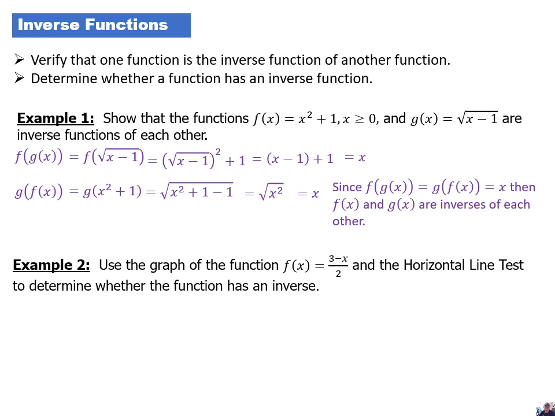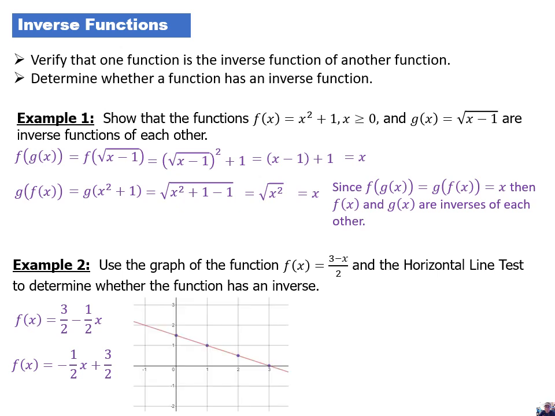Example 2, use the graph of the function f of x equals (3 minus x) over 2 and the horizontal line test to determine whether the function has an inverse. I'm going to rewrite the function a little bit here into more slope-intercept form. So divide both pieces by 2, so 3 halves minus 1 half x. Rewrite it in slope-intercept form, negative 1 half x plus 3 halves. I've got the y-intercept, which is 3 halves, and I go down 1 unit and right 2 units to get the function. So I've got the graph. Do the horizontal line test, it passes. It only hits one point, no matter where I draw that horizontal line.